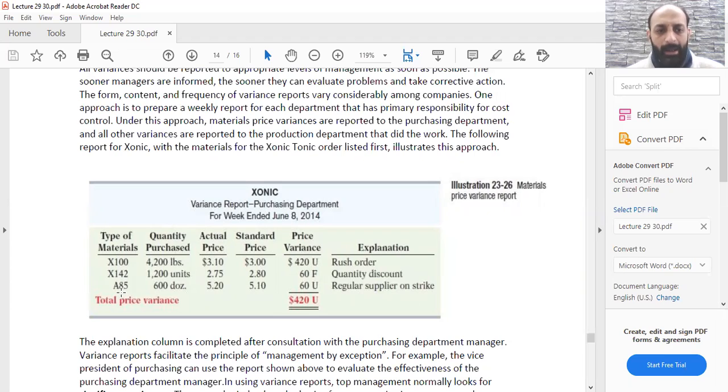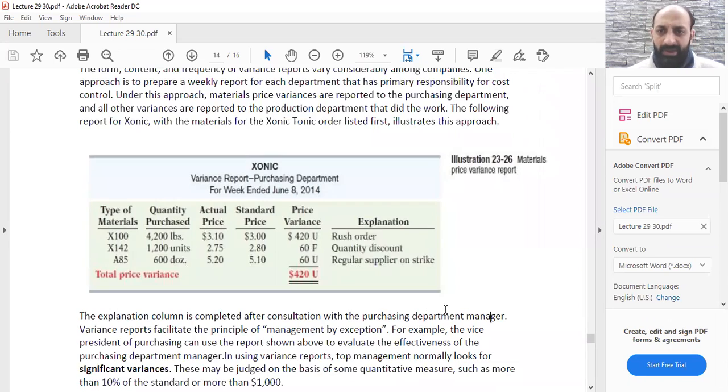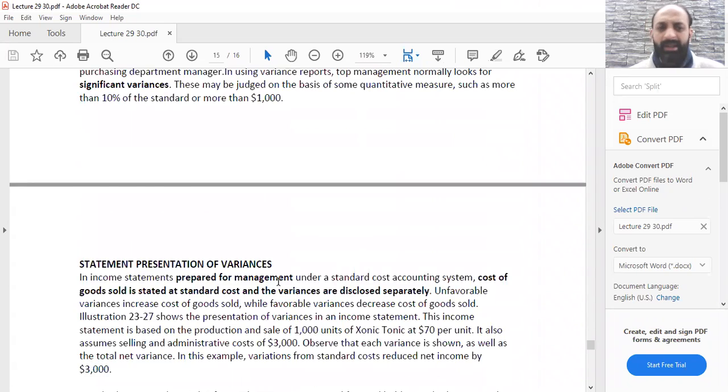Then for material A85, the regular supplier was on strike, the regular supplier you could not contact, you could not do business with, so you had to go with a supplier who is not regular, so you ended up paying $60 more than what you should have paid. So this is how you make the material price variance report.